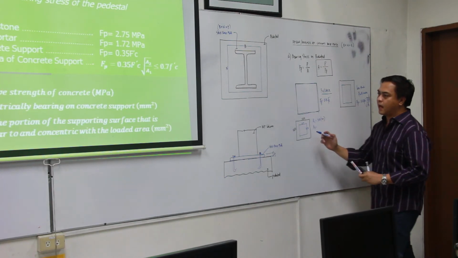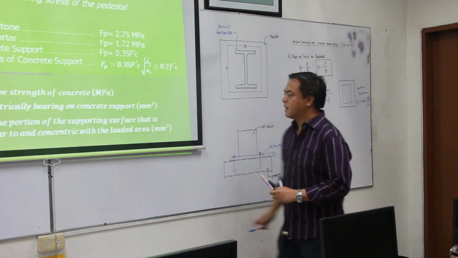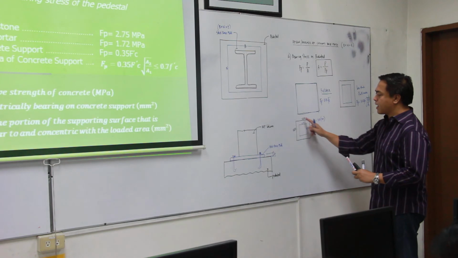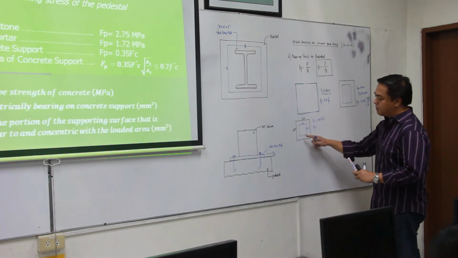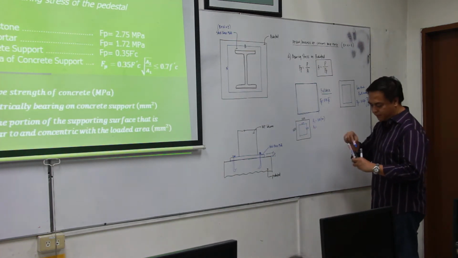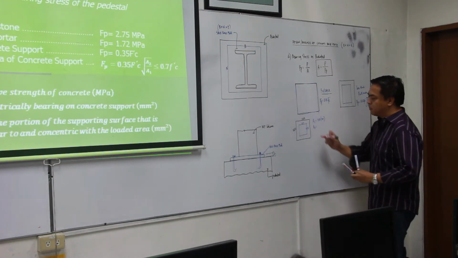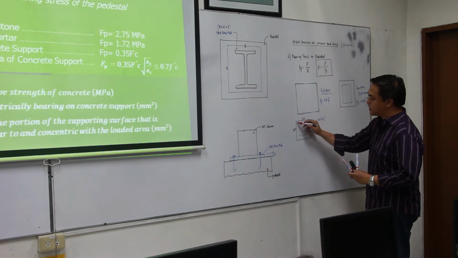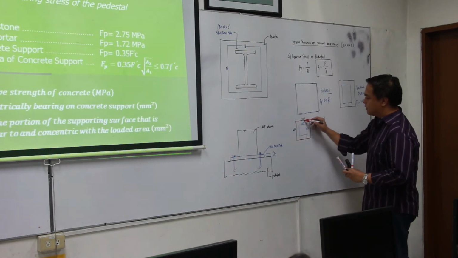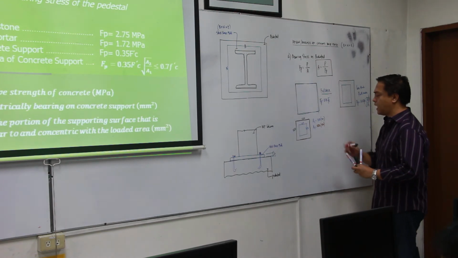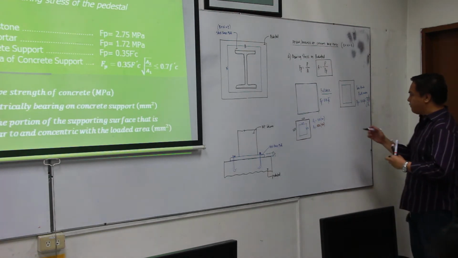Okay, A2 is the largest area, the maximum area on the pedestal, which is similar to the area of the base plate. So if our base plate is a square, what would be the maximum square that we could have inside the pedestal? It's also 500 by 500. Yes, so that's A2.